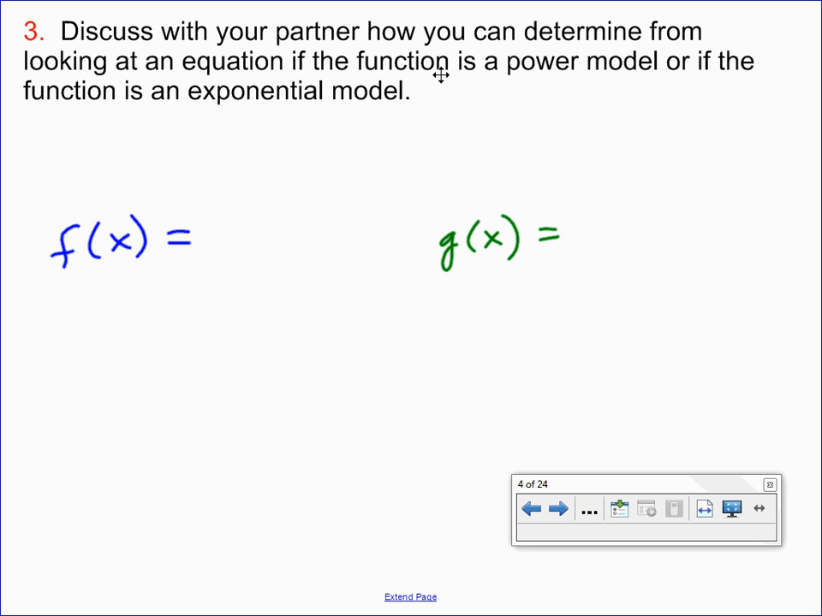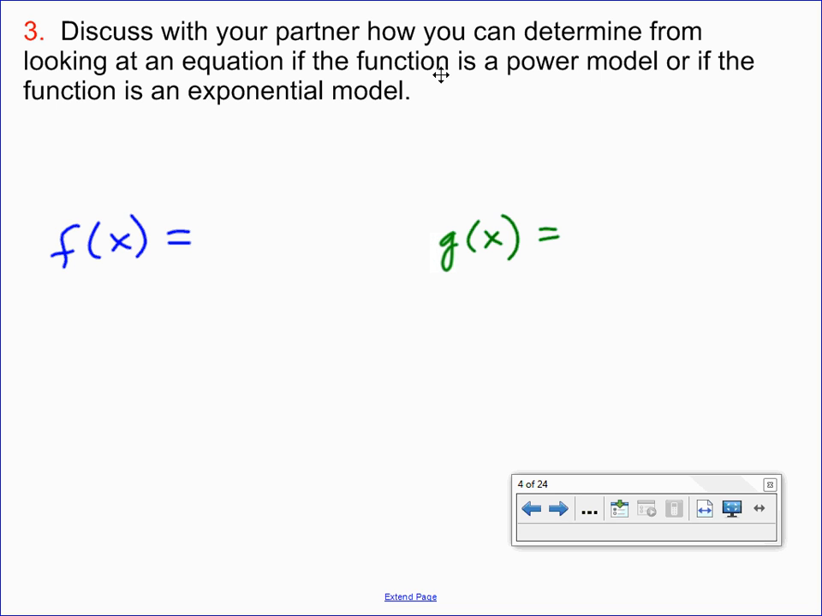So suppose we have two different function rules, f of x and g of x. What's the defining attribute of an exponential function? How can I identify, based on looking at its equation, that it's going to be an exponential function? What about the equation lets you know? Ben? If the variable is in the power's exponent. Yeah, absolutely. If that variable is up in the exponent, then it's going to be an exponential function.